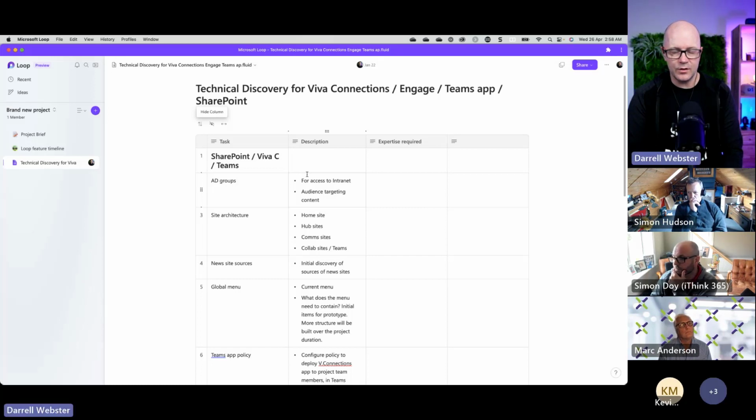And in terms of maturity model too, I like the way that Marc summarized it, but any other thoughts about maturity in terms of using Loop, and does it fit as a tool?